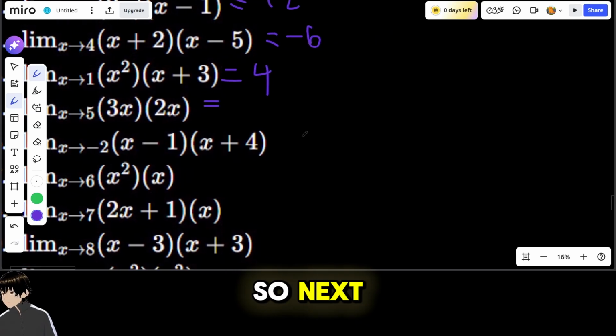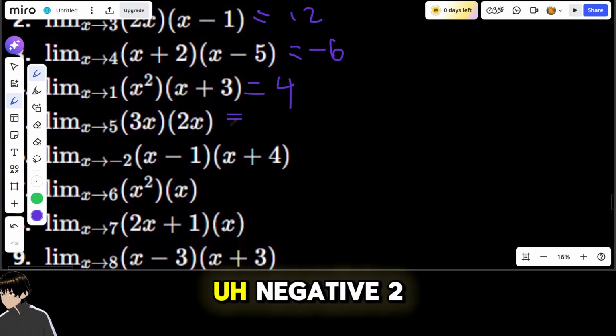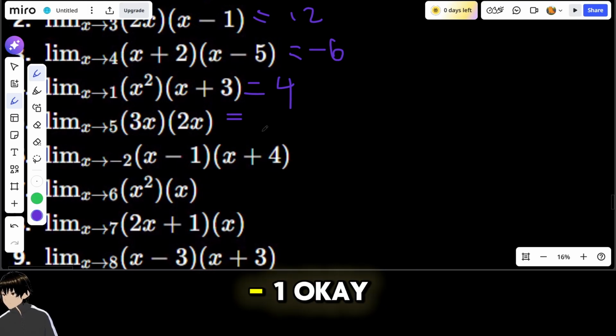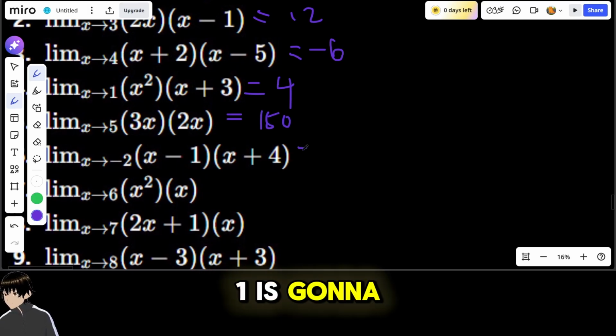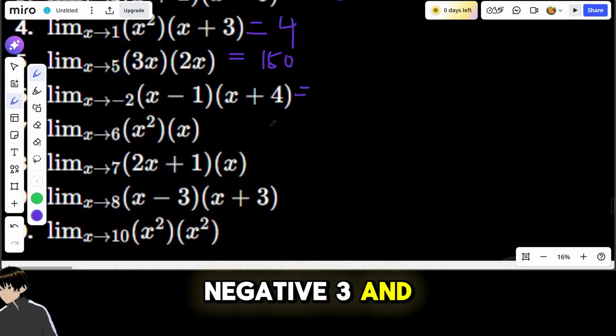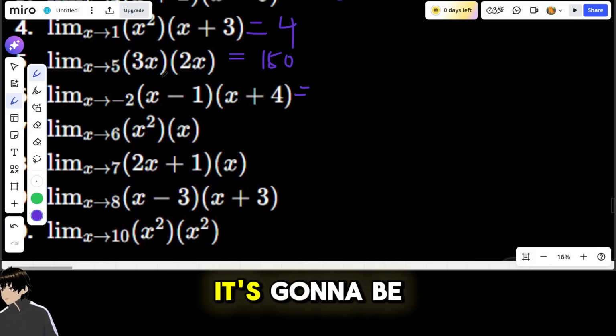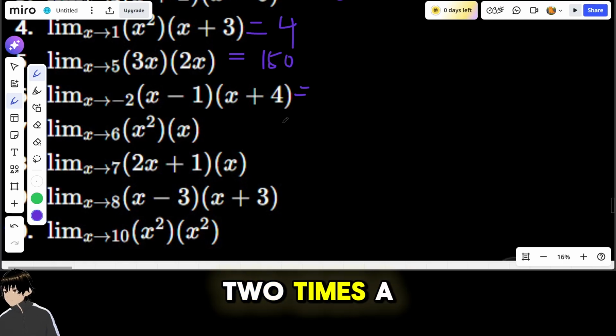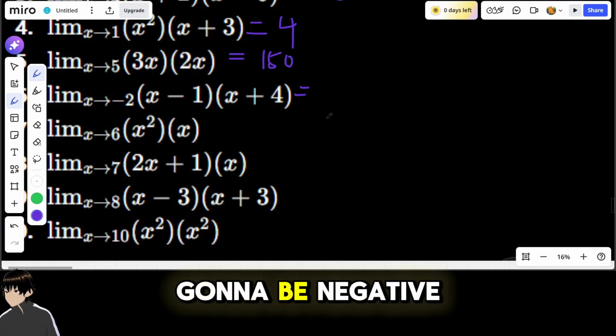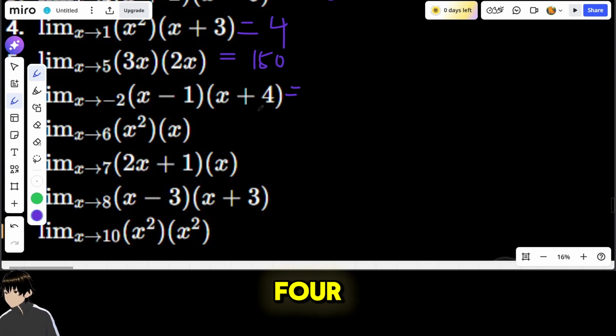Okay, so next. Negative 2 minus 1. Okay, negative 2 minus 1 is going to be negative 3. Then we have negative 2 over here, plus 4 is going to be 2. Negative 2 times positive 2 is going to be negative 4.